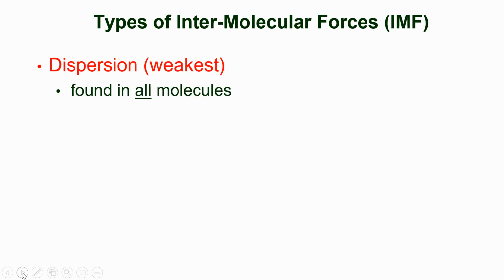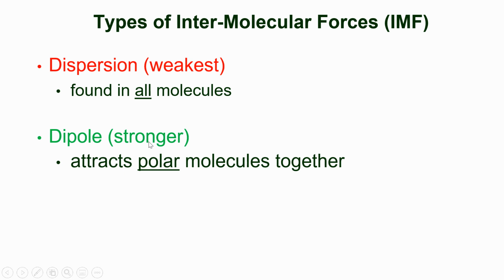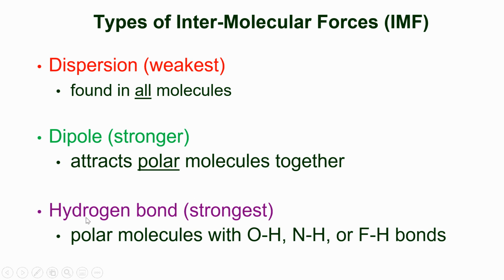So there are three types of intermolecular forces that you want to know. There are dispersion forces, which are found in all molecules, no matter whether you're polar or nonpolar. Dipole forces are a special kind of force that's only found in polar molecules. They're a little bit stronger than dispersion forces. And then the strongest of all is hydrogen bonding. This will happen with polar molecules that have a certain bond in there. So if you have a molecule that contains an OH, NH, or FH bond, then that molecule will be able to hydrogen bond. And so we'll look at some examples of these three.